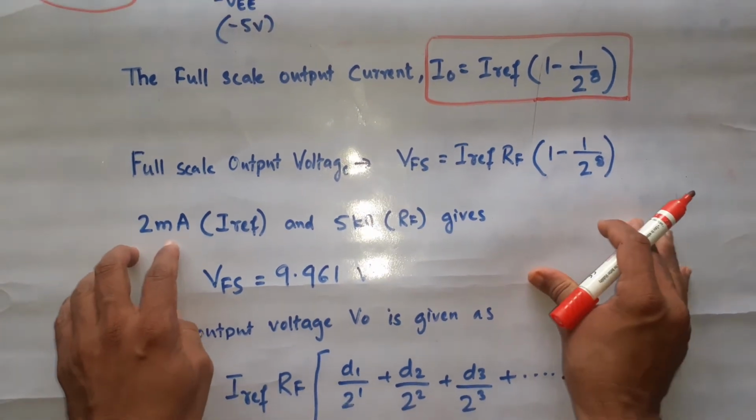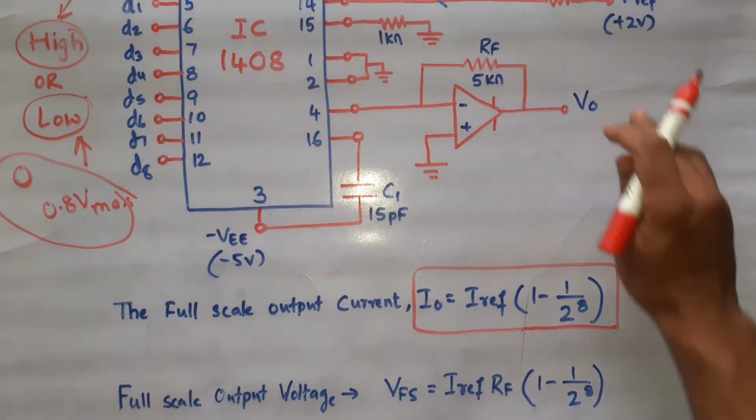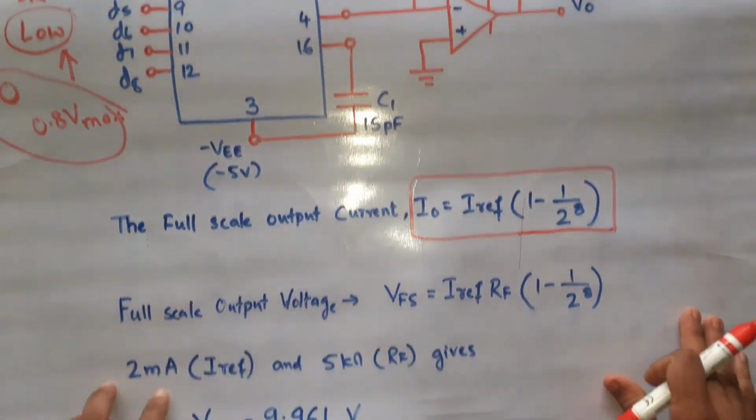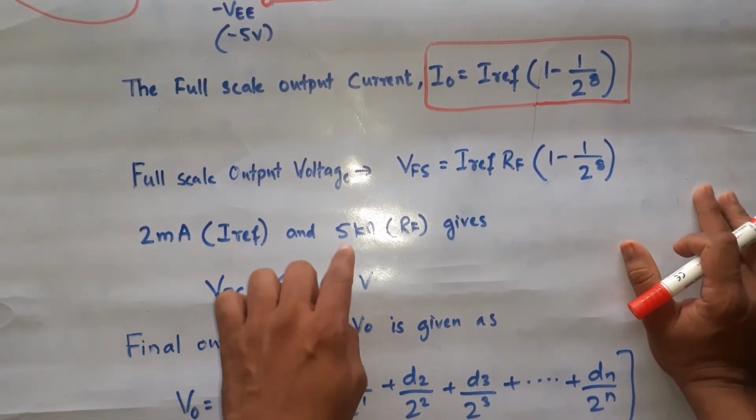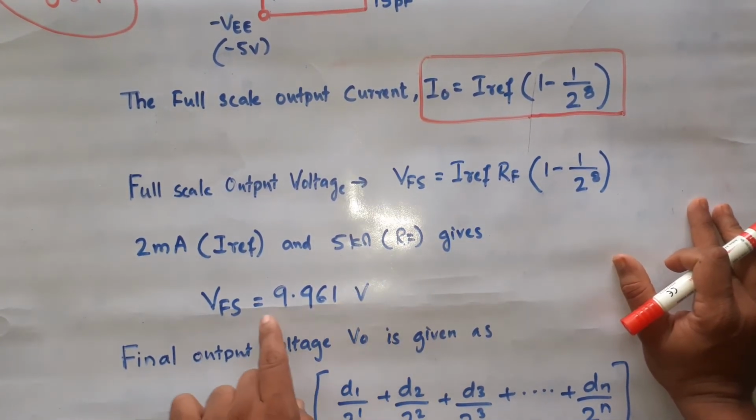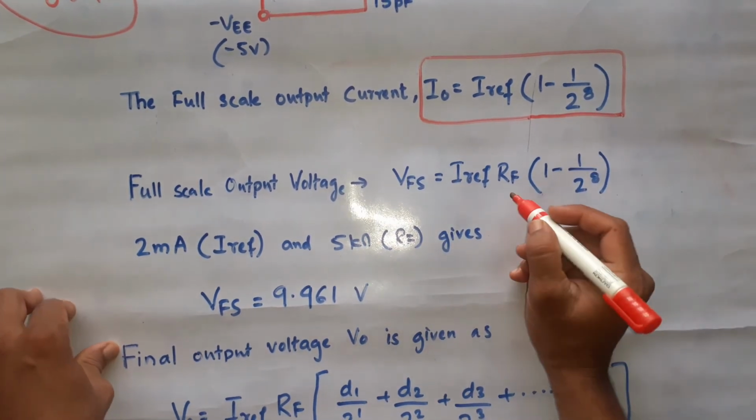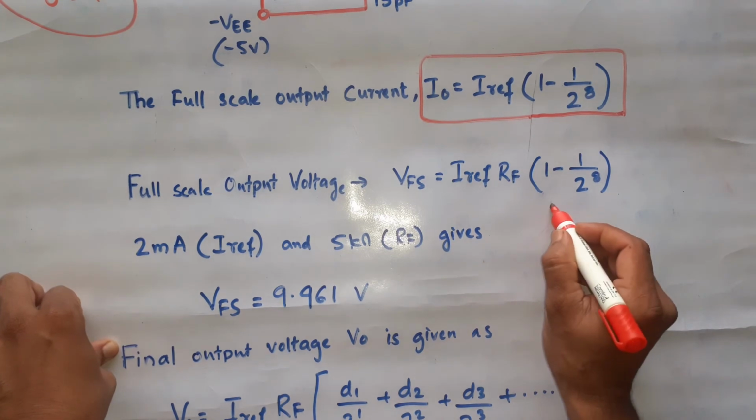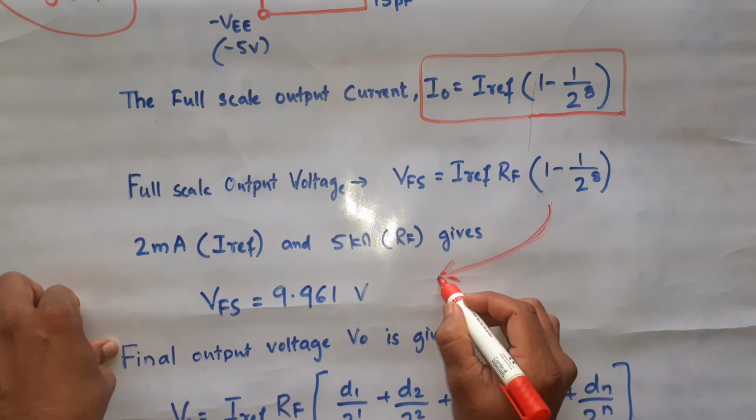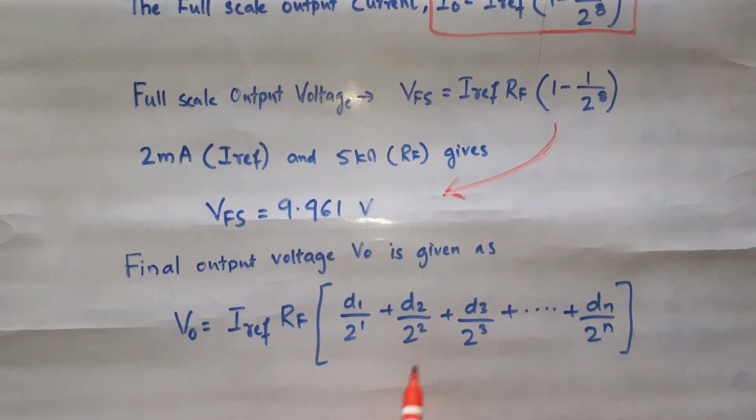Then I reference will be 2 milliamps. How is this? When you apply 2 volt across 1 kilo ohm resistance, the current flowing is I reference. It will be 2 milliamps. With 5 kilo ohm of resistance as RF, if you substitute 2 milliamps and 5 kilo ohm here, it will give you VFS equal to 9.961 volts.